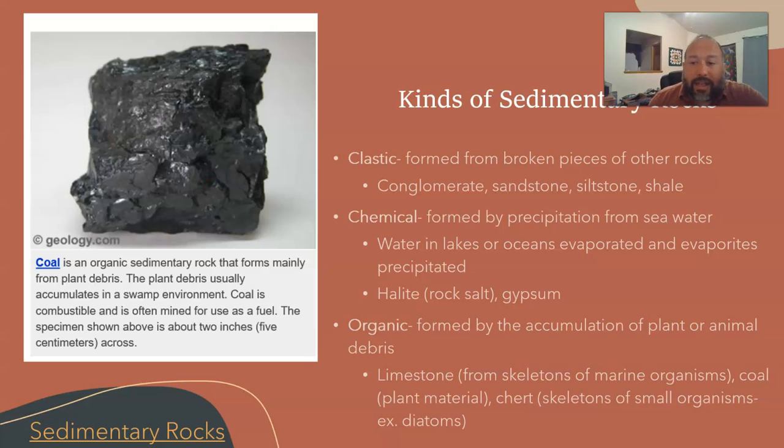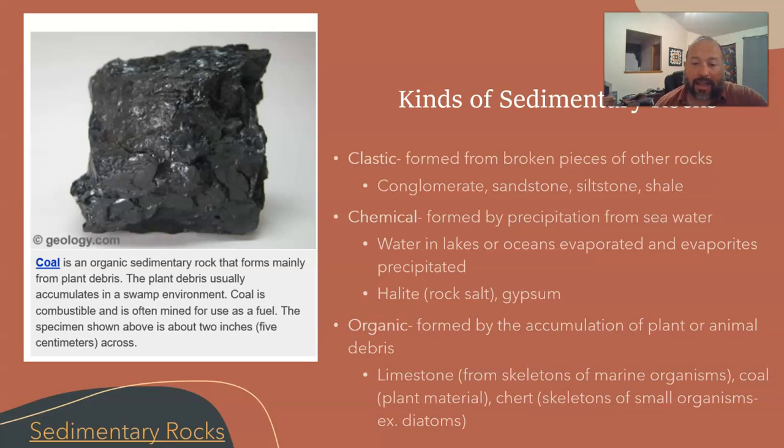Three kinds of sedimentary rocks. So there's clastic, chemical, and organic. So clastic is formed from the broken pieces of other rocks. So conglomerate, sandstone, siltstone, and shale are good examples of clastic sedimentary rock. You got chemical sedimentary rock, so formed by precipitation from seawater. You could also have it being water in lakes or water in oceans are going to basically evaporate, and then evaporites are going to precipitate, creating that sedimentary rock.